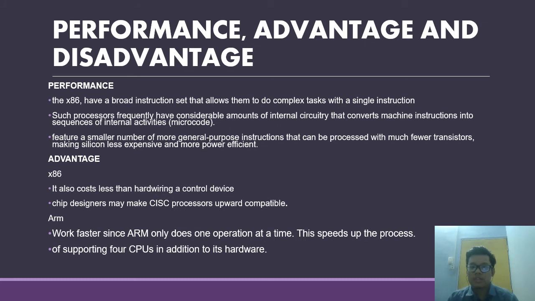Process the frequency amounted in interval circularly, then convert mission interaction into square of internal activity. Okay. Next, features a small number of more general purpose registers that can be processed with much fewer transactions, making the solution less expensive and more powerful, more power efficient. Okay. Next, advantage is also can reduce the hardwiring of a control device. Chip design makes processor hardware compatible.